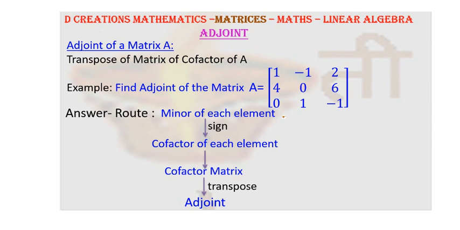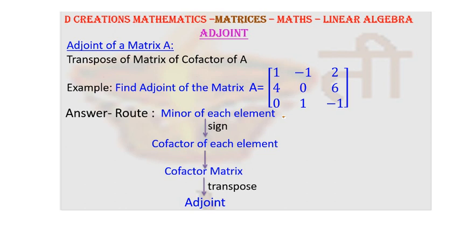Now, in simple terms, adjoint is the transpose of the matrix of cofactors of A. So when I say adjoint A, basically I'm looking at the adjoint of matrix A. Let us try to understand it through an example. Let us assume that there's this matrix A. It's a 3 by 3 matrix. So you have 9 elements: 1, minus 1, 2, 4, 0, 6 and 0, 1, minus 1. Now you want to find the adjoint of this matrix. So how will you go about it?